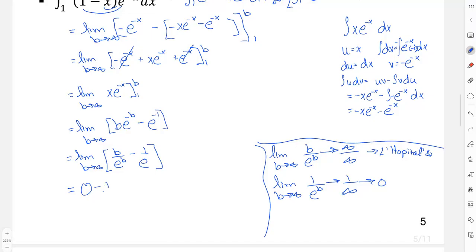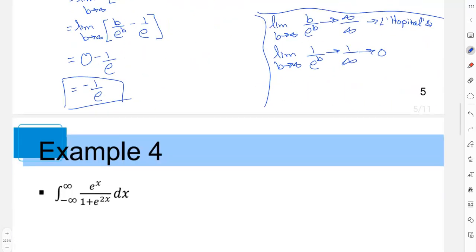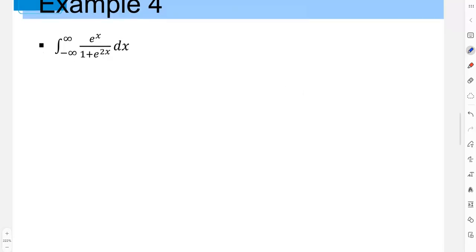This is just the number. So my answer is going to be negative 1 over e. So this converges. So let's look at another one. Let's say we want to evaluate this. And we're going from negative infinity to infinity. So we're going to have to rewrite this. I'm rewriting this from negative infinity to 0.